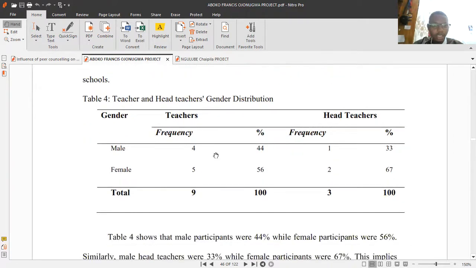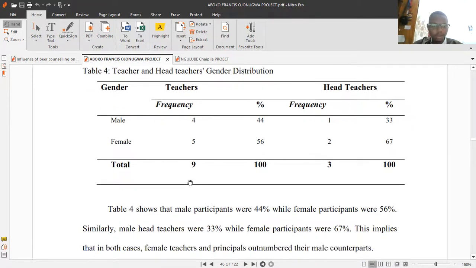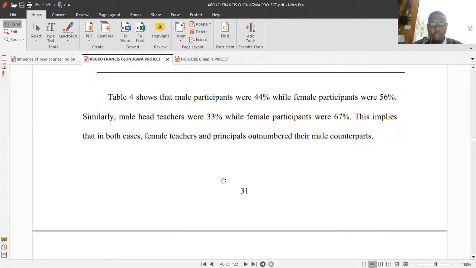All right. And then we have also the teachers' gender distribution. So you had the 4, as you can see them. Teachers and the head teachers, you put them together. We have the teachers here, and then we have the head teachers. Yeah, you have them here. He worked with 3 head teachers, and then he worked with 9 teachers. So you can look into this, and then here the analysis.